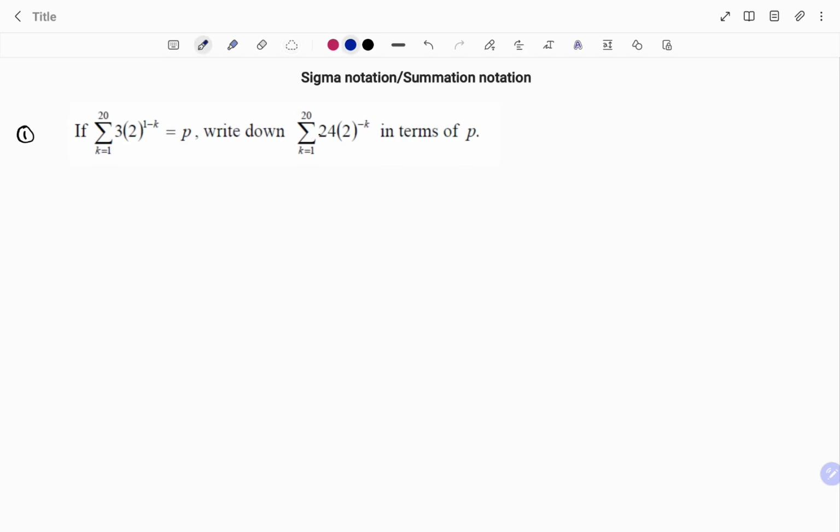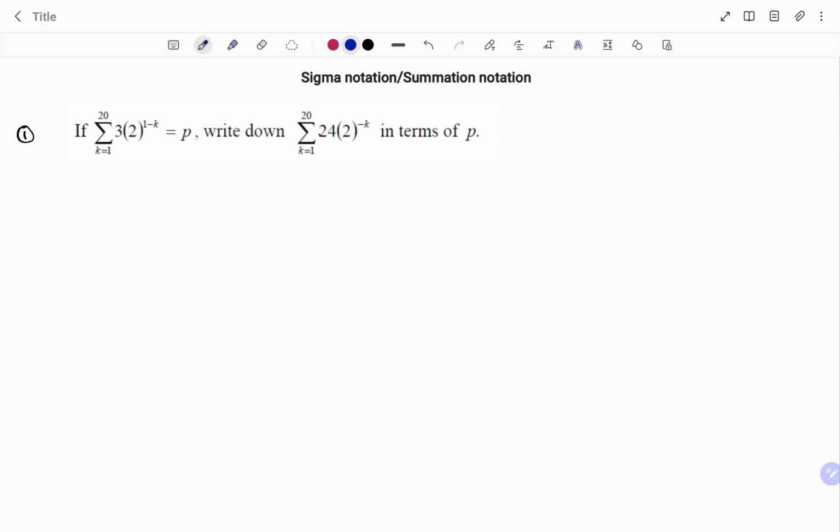The first question reads: if the summation of 3 times 2 to the power of 1 minus k is equal to p, write down the summation of 24 times 2 to the power of minus k, from k equals 1 to the maximum 20, in terms of p.